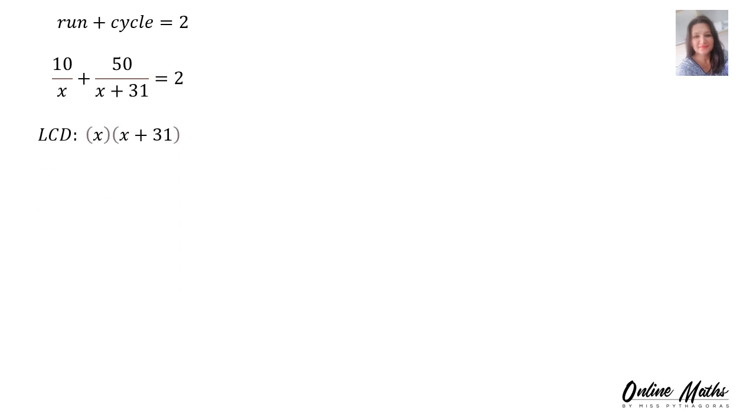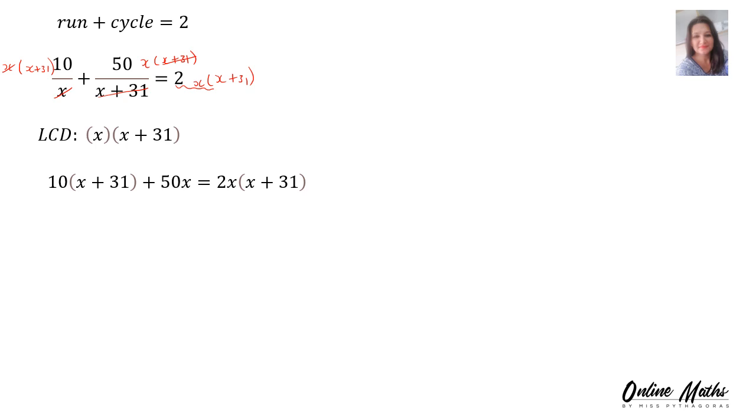We find the LCD, which is x bracket x plus 31. And now what we do with the LCD is we multiply every single term with the whole LCD. So it's x plus 31, and x plus 31 for the last term. In the first term, x and x will cancel, and I'm left with 10 bracket x plus 31. Then x plus 31 and x plus 31, the whole thing can cancel, and I'm left with 50x. And then on the right hand side, it's 2x bracket x plus 31.